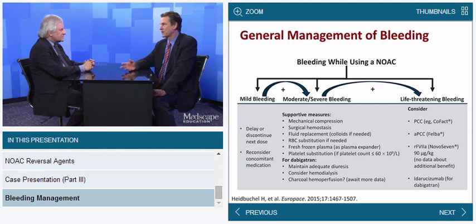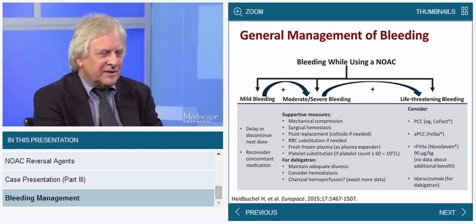And in a hospital where the antidote is not available? Well, at present, at least the idarucizumab is available in all emergency rooms in Europe and in the United States, and I assume the same will happen when andexanet is approved.